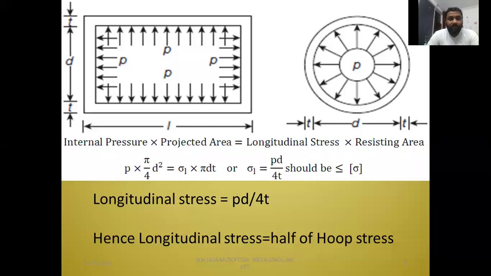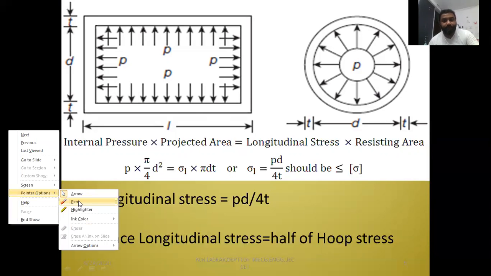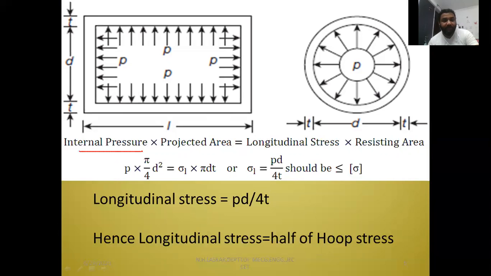Now, how will you find out the longitudinal stress? For longitudinal stress, see, internal pressure is P. And the projected area means the area on which the pressure acts. This is a circular section, and the internal diameter is d. So the pressure acts on area pi by 4 d square. So internal pressure multiplied by projected area, pi by 4 d square, is one force.